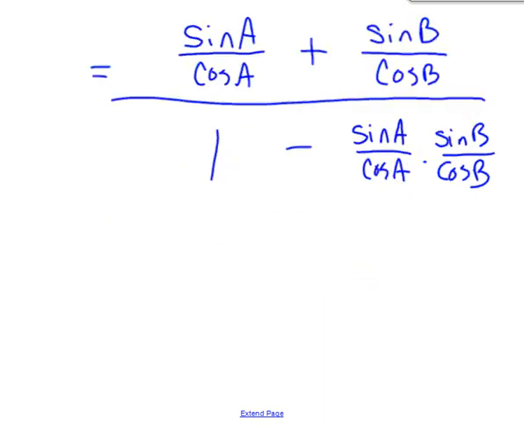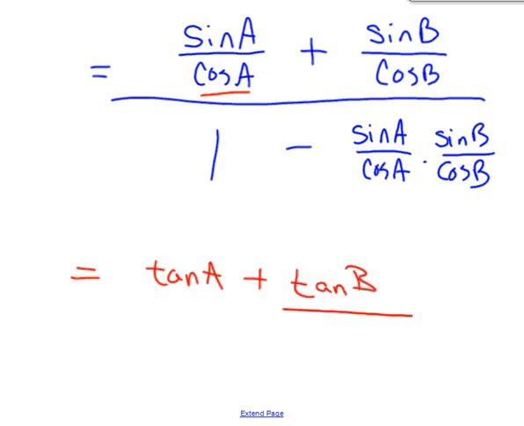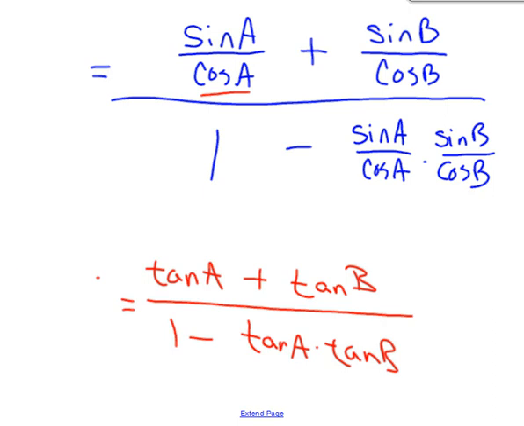And then one last step. What do those equal in terms of tangent? Well, sine over cosine is tangent, so that's tangent of A plus tangent of B all over 1 minus tangent of A, tangent of B. And we just proved the composite property for tangent of A plus B.